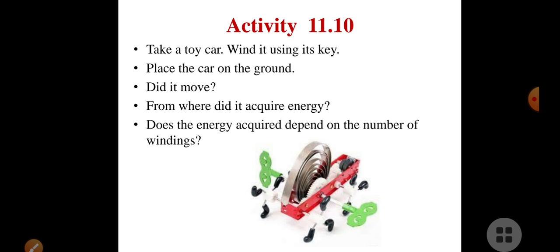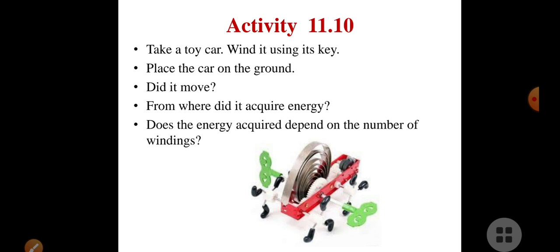Activity 11.10. You can see this picture, beta. This is the inside part of a toy car. Earlier, the toys of the child came in such a way that when we wind the key in that toy, then the toy moves. These days, more toys are coming with remotes and they work with the help of remote. But earlier, a lot of toys were coming like this.